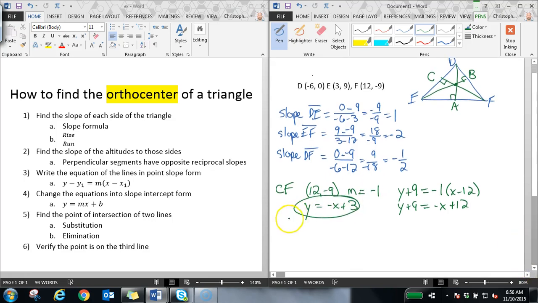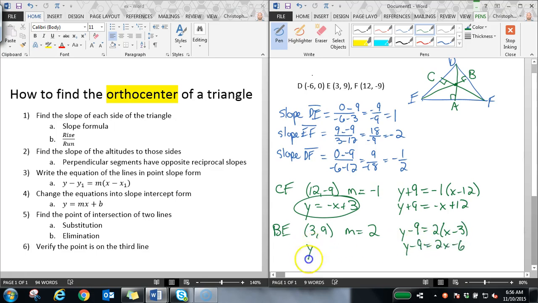And we do this for all the other ones. The point we're going to use is E, 3, 9. Well, the altitude from E is perpendicular to DF. DF slope is negative 1 over 2, so the opposite reciprocal is 2 over 1. And again, this plugs in. We distribute to get this into slope-intercept form. We add 9 to both sides. y equals 2x plus 3.